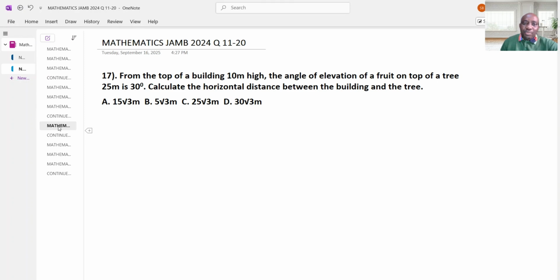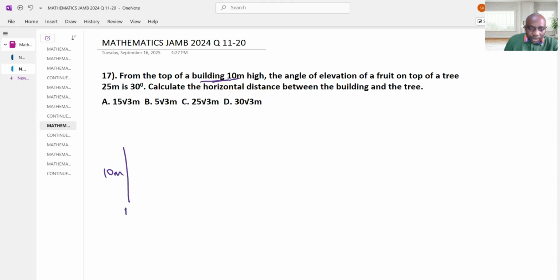From the top of a building 10 meters high, the angle of elevation of a fruit on top of a tree is 30 degrees. Calculate the horizontal distance between the building and the tree. First thing we need to do, let's draw the building the person is standing on. Let's say this is the building. The building is 10 meters high.